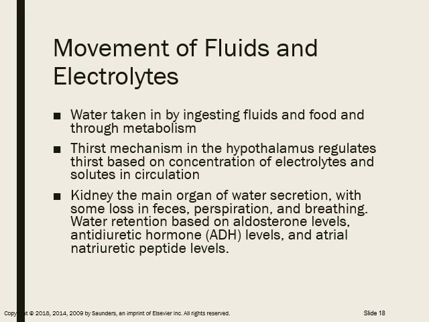Urine output is affected by several hormones, particularly ADH, aldosterone, and ANP, your atrial natriuretic peptide levels.